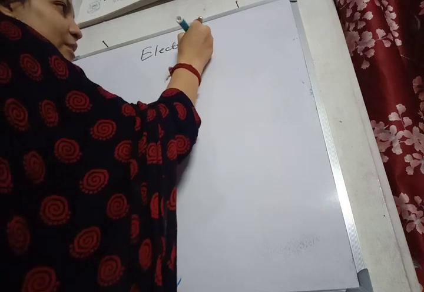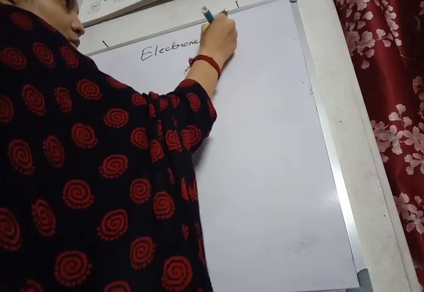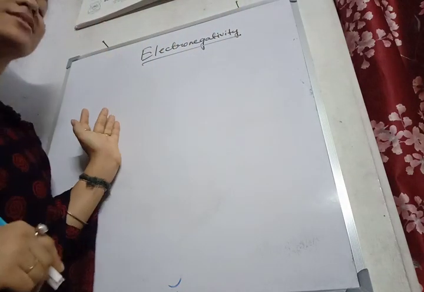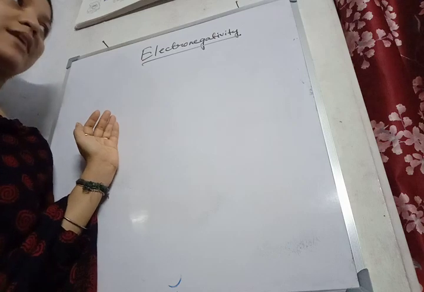Today I'll be doing electronegativity. It's one of the periodic properties. Okay, so let's define it. Electronegativity is the tendency of an atom to attract the shared pair of electrons towards itself.